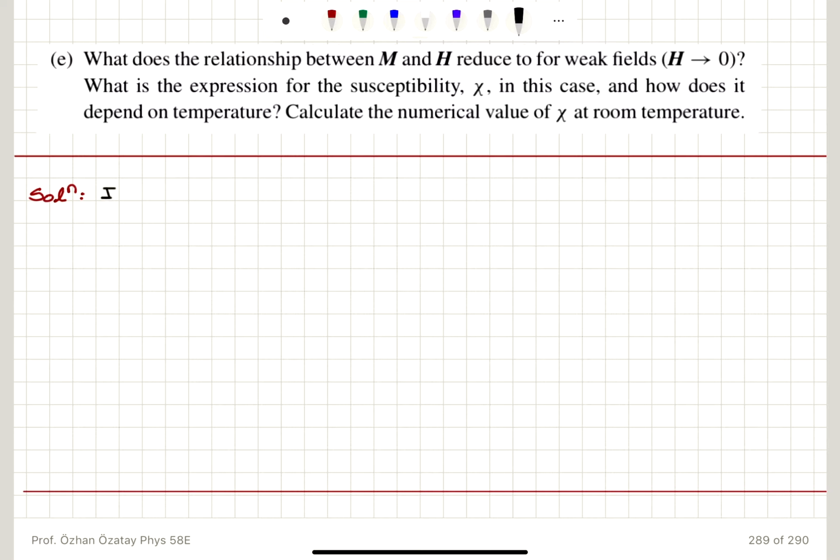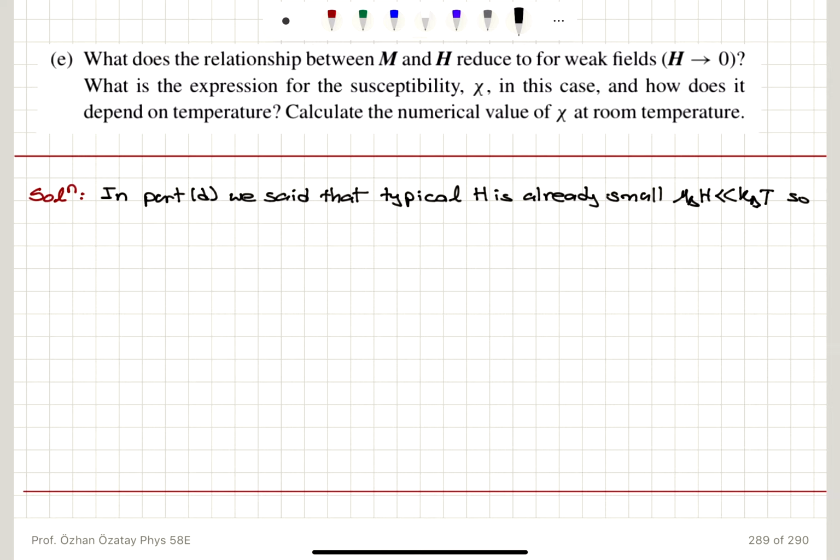So in part D, we said that the typical H value is already small, so that the mu_B H product is much less than the thermal energy k_B T. So this will allow us to say the magnetization, as we have found in part D, is varying with temperature for small H values or large temperatures as n mu_B squared times H divided by k_B T. So this is the M-H relationship.